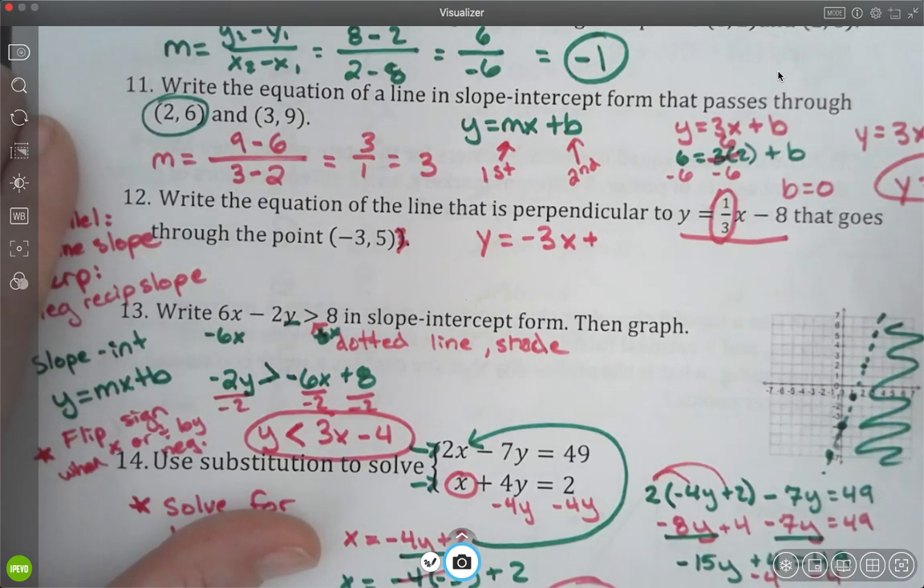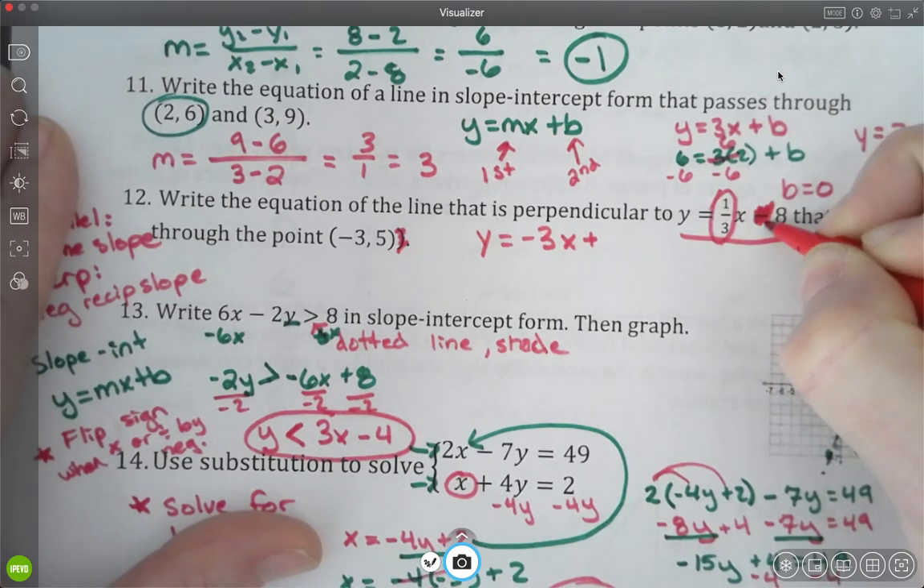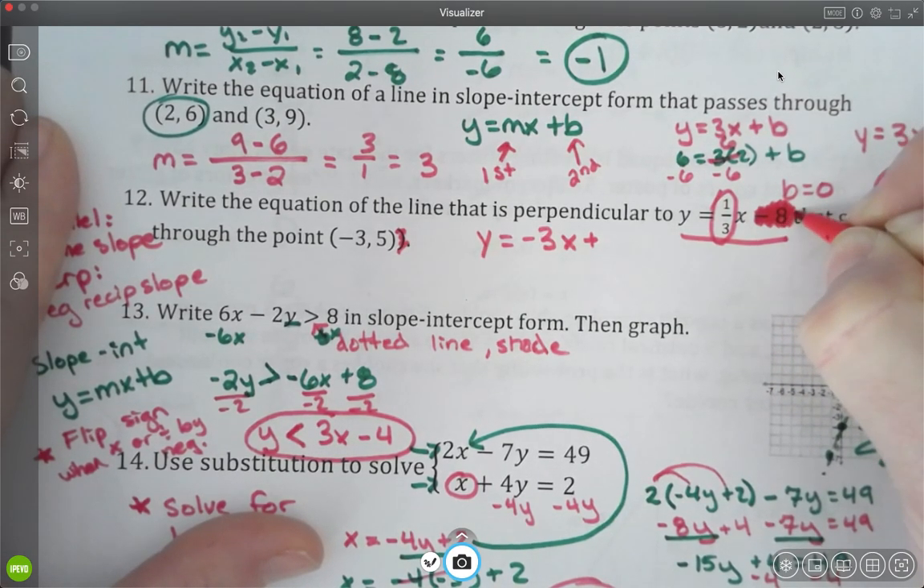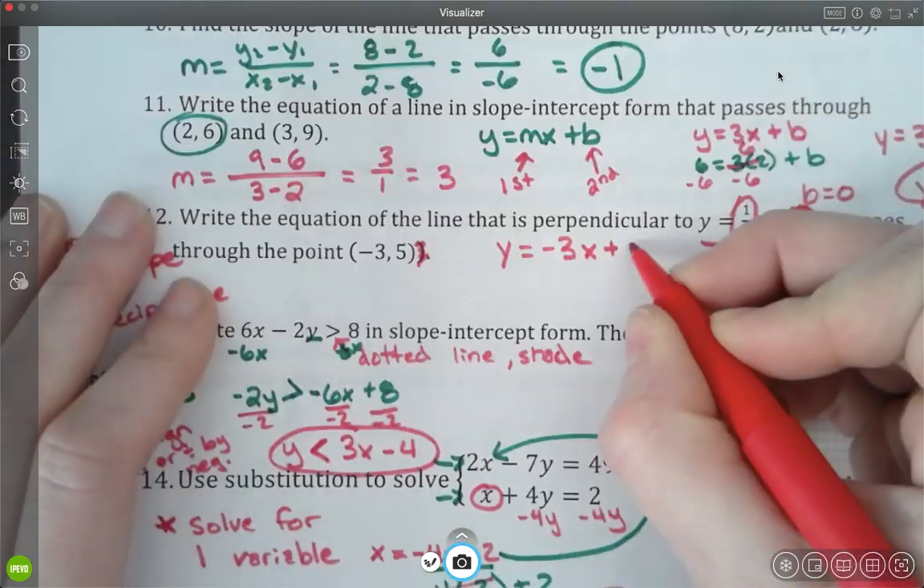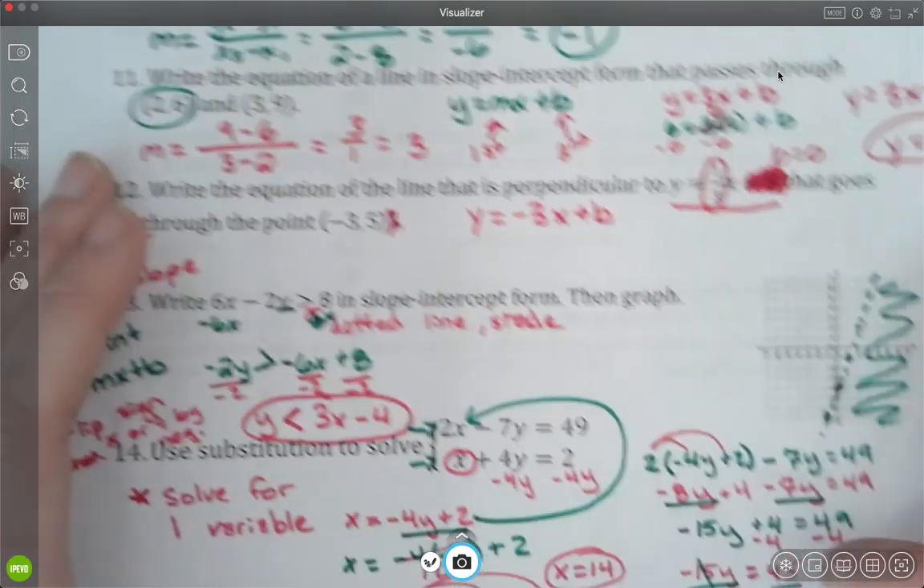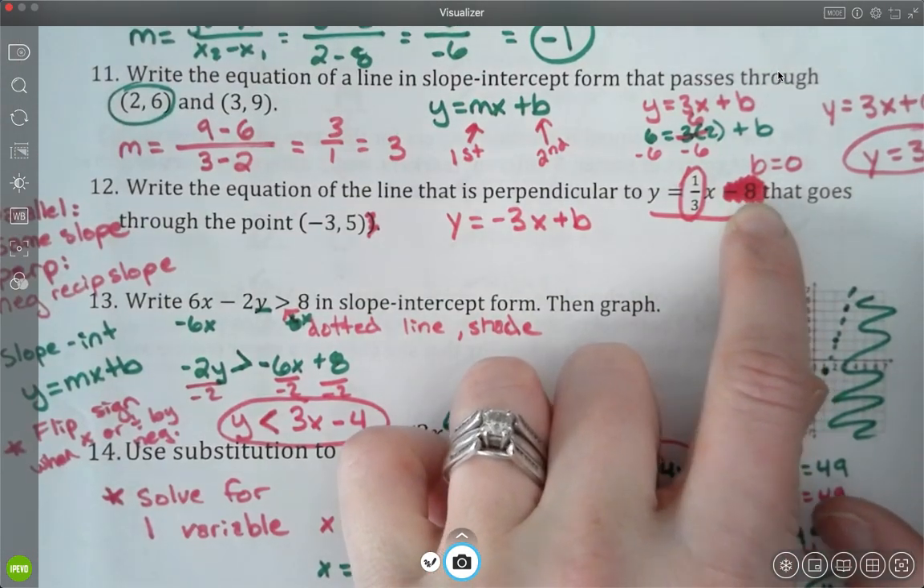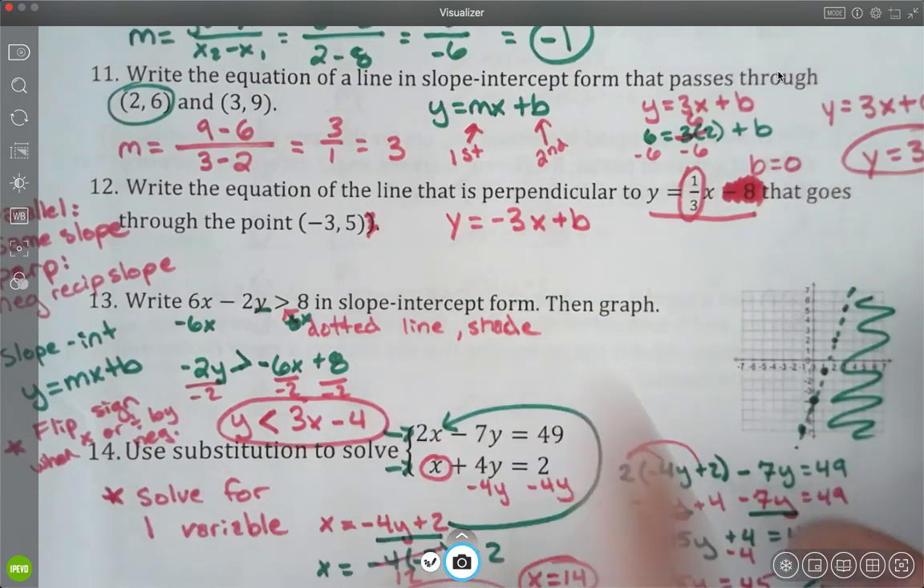You never use the 8, or whatever number's on the end there. The only thing you use the original one for is the slope. The only thing. So plus what? We're going to do plus b. We're going to solve for b. So we leave it as b. We don't make it negative 8, because negative 8 you never use.